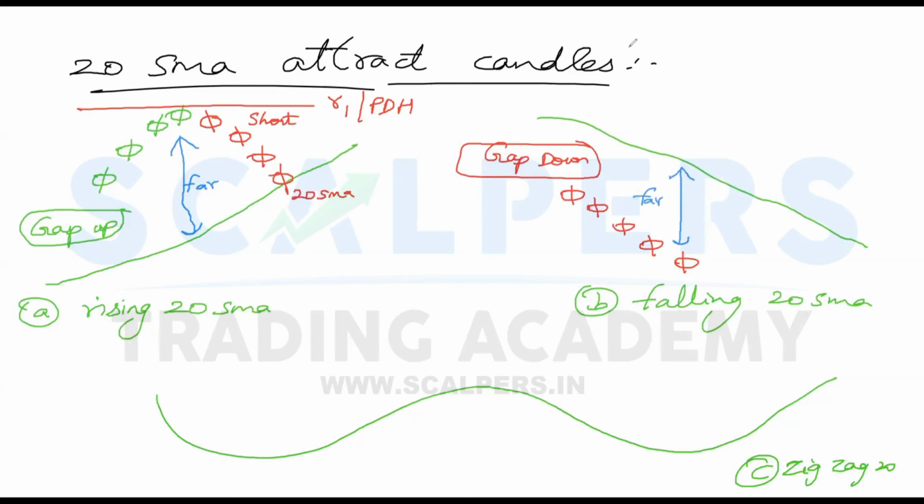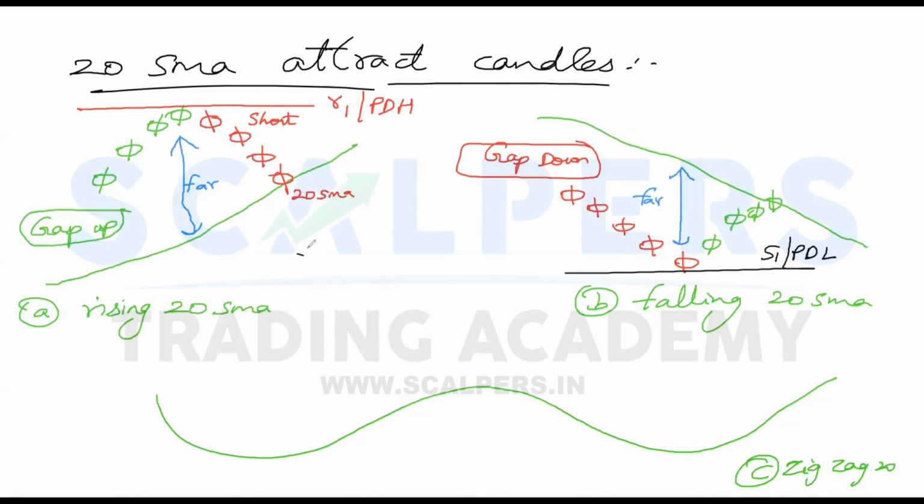Now what happens? Slowly the candles will be attracted towards the 20. When will the reversal happen? The reversal will happen exactly at S1 or previous day low. Clear? So whenever the candles are far away from the 20 SMA, you can expect a reversal at S1 and previous day low.